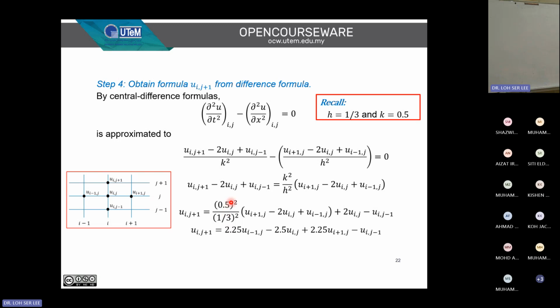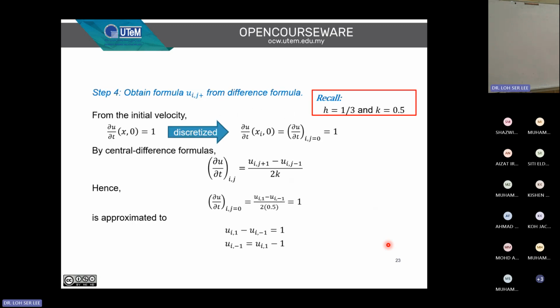Okay, 2.25, you multiply into all these 3, then you combine the u(i,j). Combine the u(i,j), then you arrange these 4 different u's in this sequence. This is the first, this is the second, third, and fourth. And after that, you have to find the second formula from the initial velocity. This is the given initial velocity.